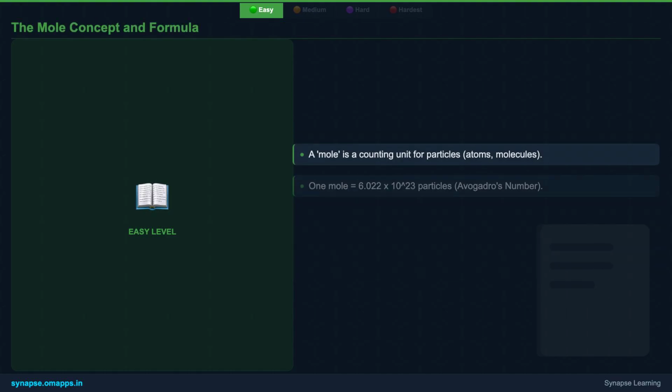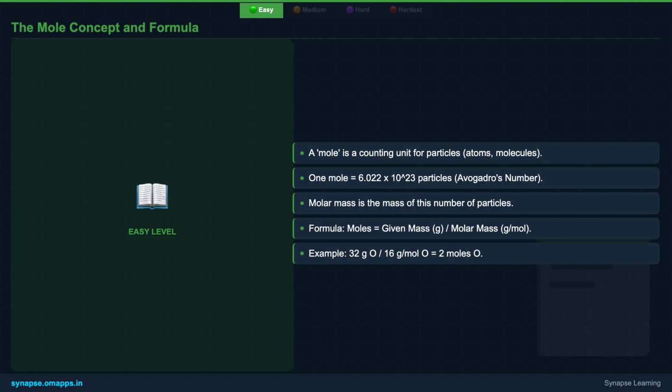Now, let's talk about molar mass. Simply put, molar mass is the mass of 1 mole of any substance, expressed in grams. It's numerically equal to the atomic mass for elements or molecular mass for compounds, but with units of grams per mole, or g/mol. For instance, carbon's atomic mass is 12 u, that's the atomic mass unit.